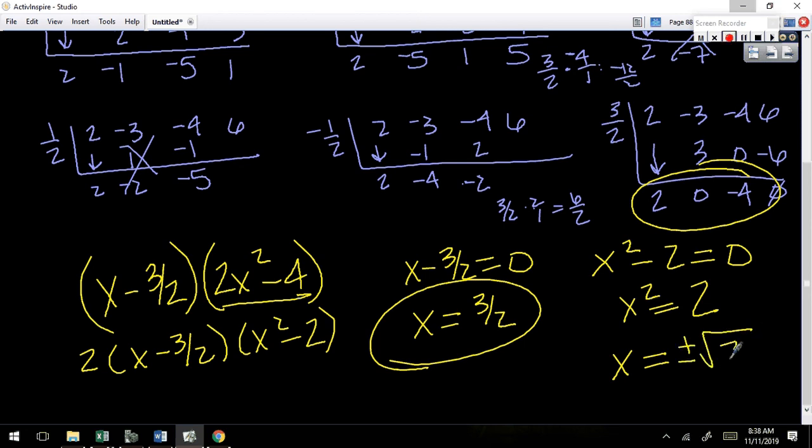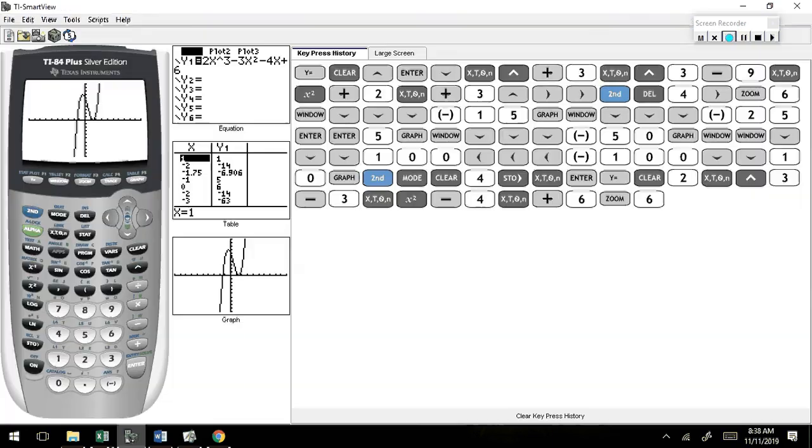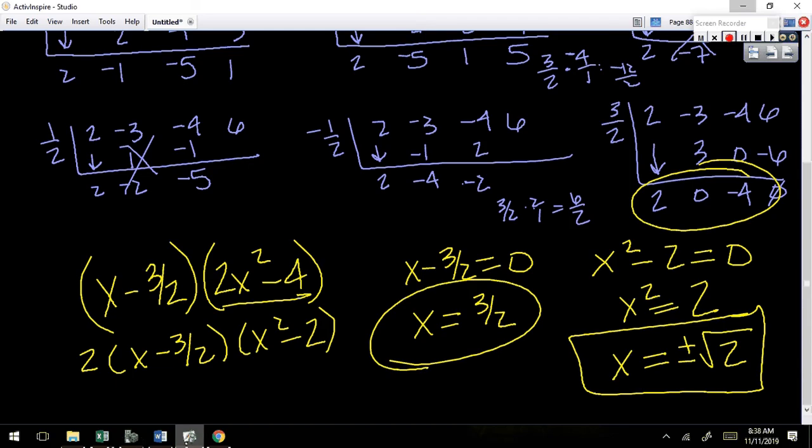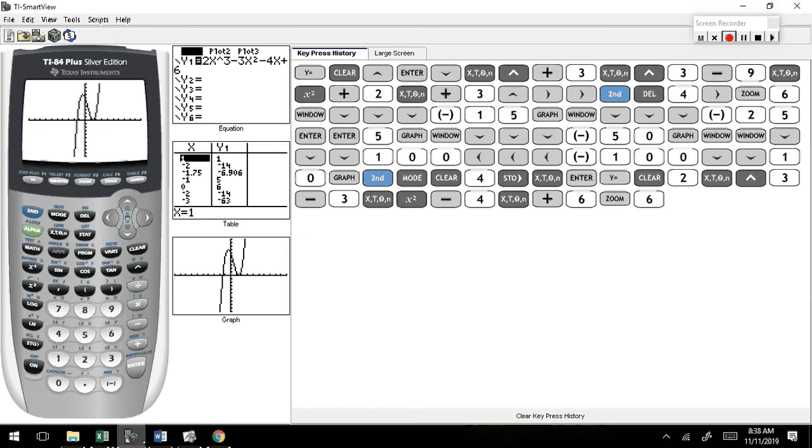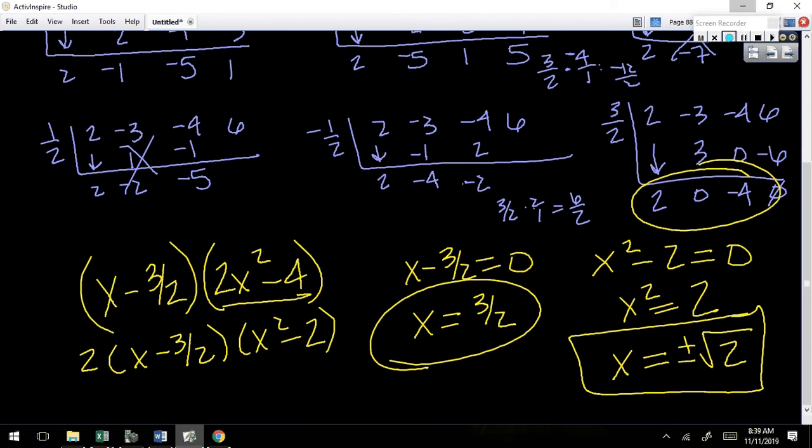Looking back at that graph real quick. Okay, we'll leave it right there for just a second. Tell me why. Tell me, what did we call this? We were finding PRZs, and what did PRZs stand for? Possible rational zeros. What kind of number is square root of 2? It's an irrational number.